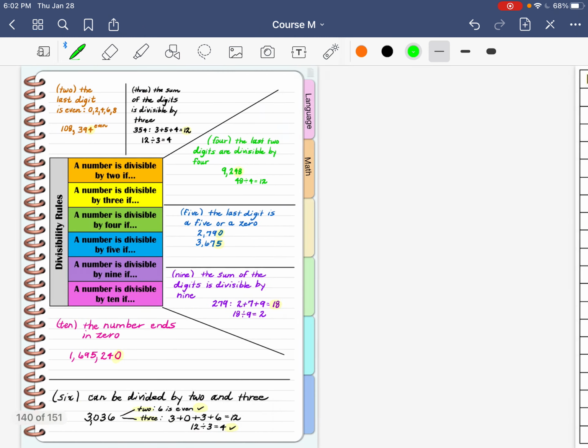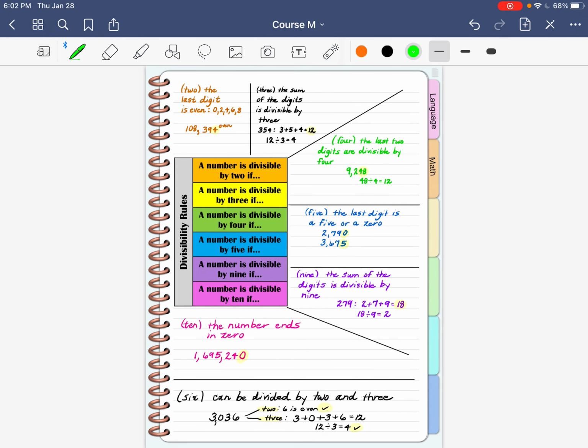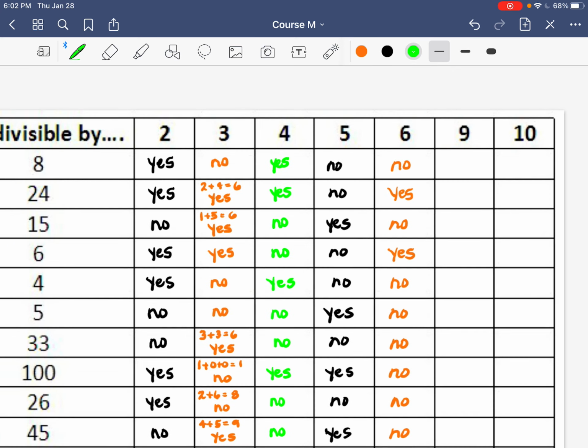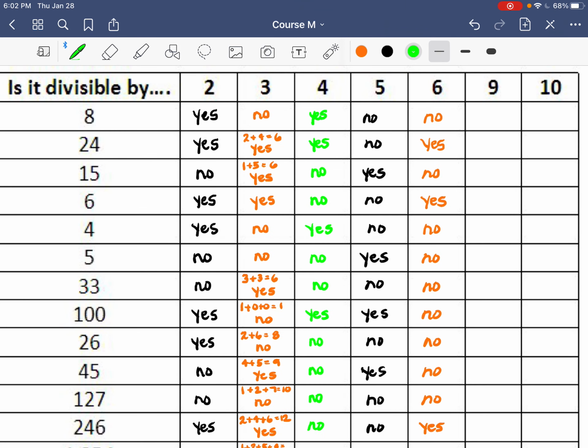The rule for 9. A number is divisible by 9 if the sum of the digits is divisible by 9. So this is another one of those sum of the digits. Now we've already done the sum of the digits in column 3, so you don't have to do it again. This one, of course, is 8, and 8 cannot divide by 9. 2 plus 4, that's 6. That's a no. 1 plus 5 is 6. That's a no. 6, no. 4, no. 5, no. 33 is going to add up to 6, so that's a no.